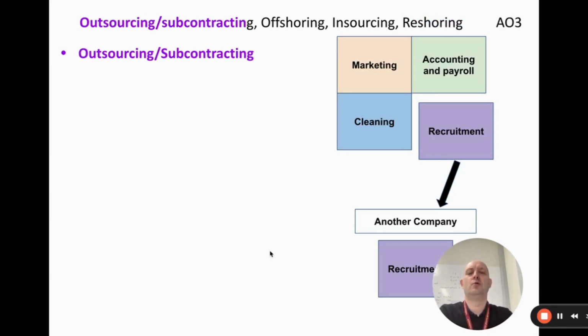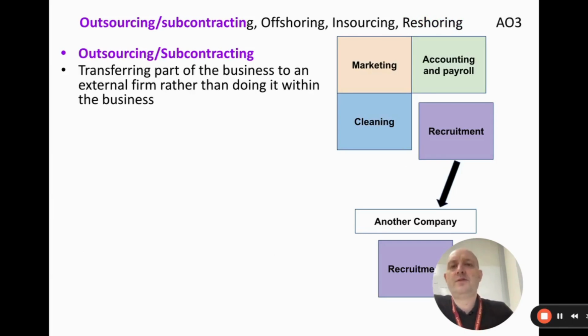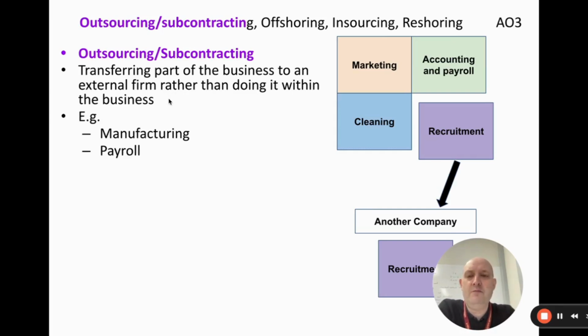Okay, let's move on to outsourcing, also known as subcontracting. This is similar to offshoring, but slightly different. It is transferring part of the business to an external firm rather than doing it within the business. Offshoring was when we move production or part of the business to another country. Here we're going to get another company to do it for us, and this could be any part of the business.